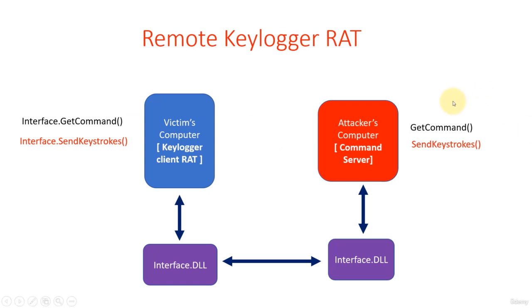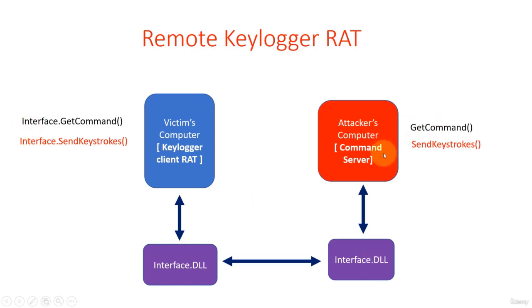Remote keylogger red. This is a basic overview of the design of the system. On the left is your victim's computer with the keylogger client red installed. It has also got the interface.dll that provides the remoting technology. On the right is the attacker's computer with the command and control server installed. This will be the graphical user interface with all the necessary buttons and user interface elements, and it has also got the interface.dll with it.